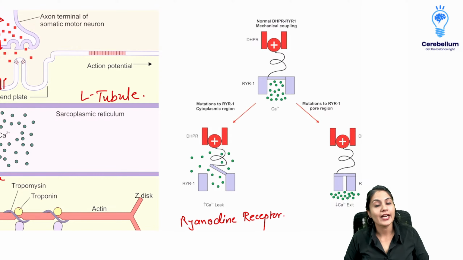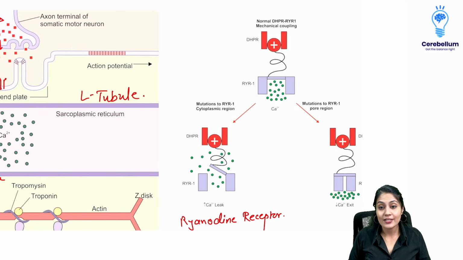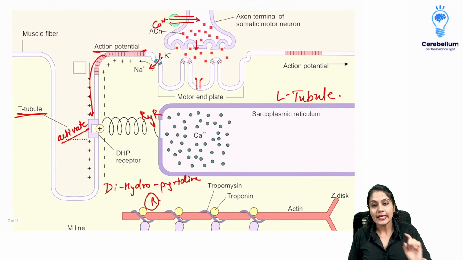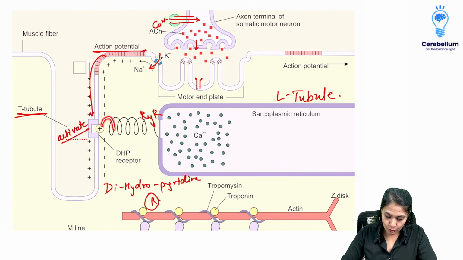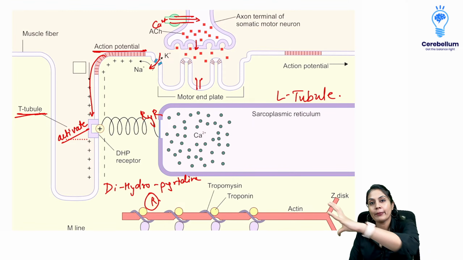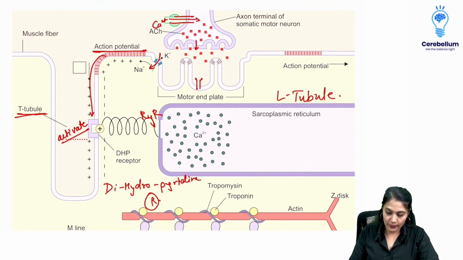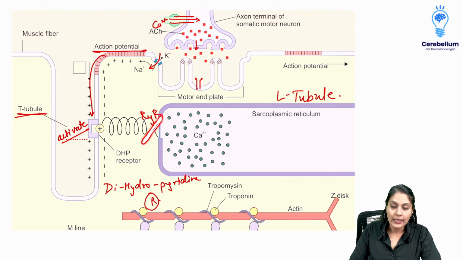I'm going to have the ryanodine receptor. What is this ryanodine receptor going to do? Please remember that the DHPR is attached to the ryanodine receptor with the help of a spring-like structure. Whenever the DHP is activated, what will happen to the spring? The spring is going to coil. And whenever the spring coils, this channel, that is RYR, is going to open up.